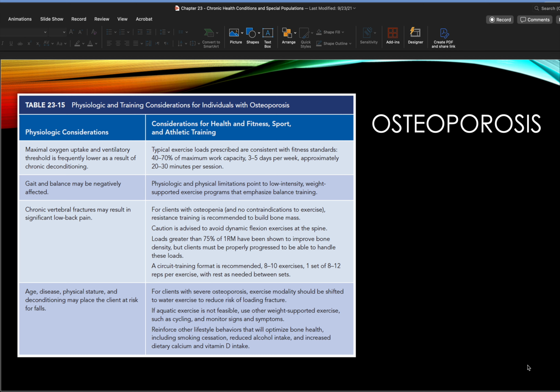There's your considerations. Gait and balance can be negatively affected. Max oxygen uptake again. Vertebrae problems based on bone problems. And then, you can end up with age, disease, physical stature, and deconditioning that can lead to falls because of this lack of bone and basically the stability and strength of the skeletal system.